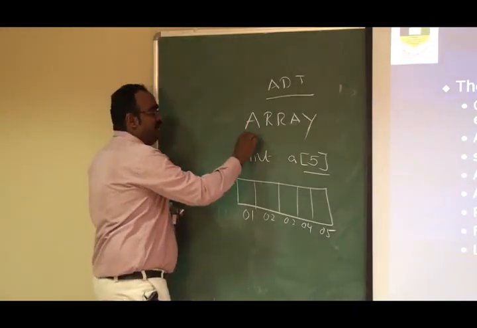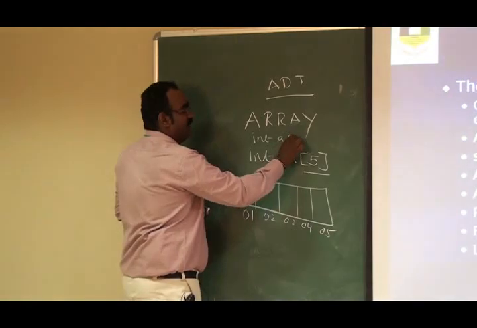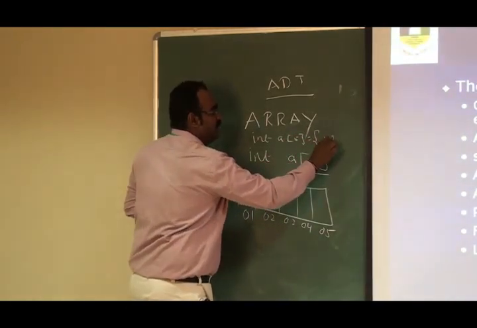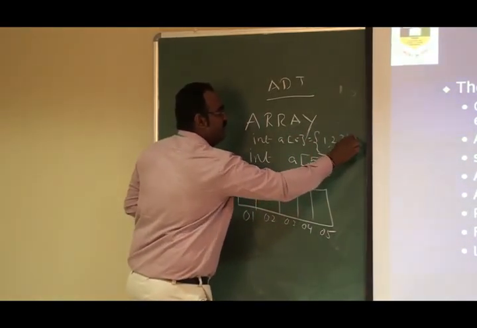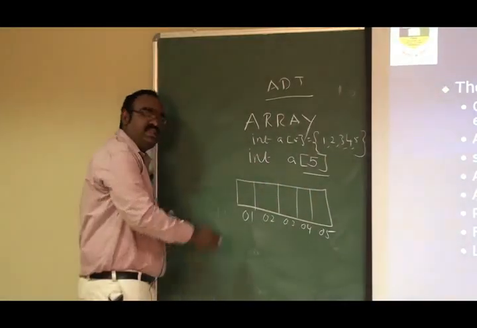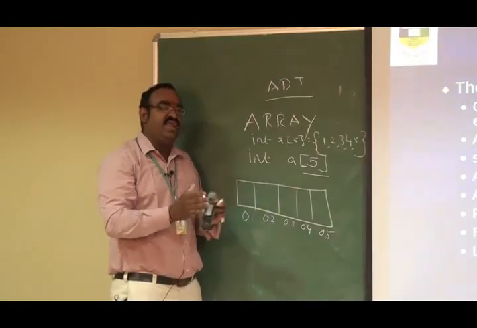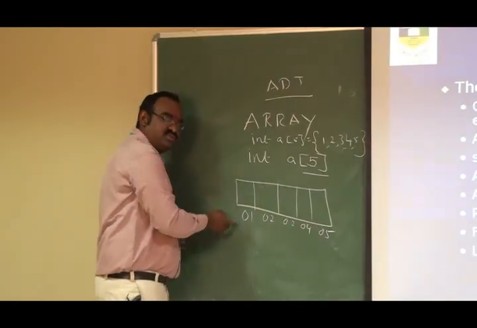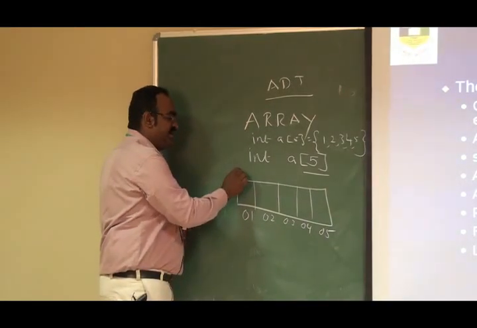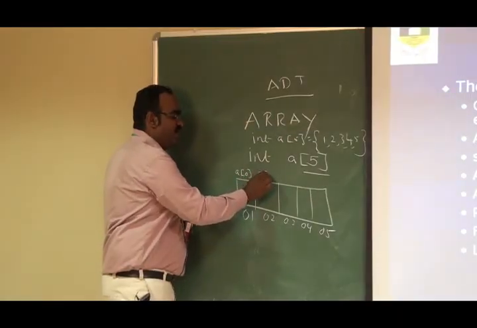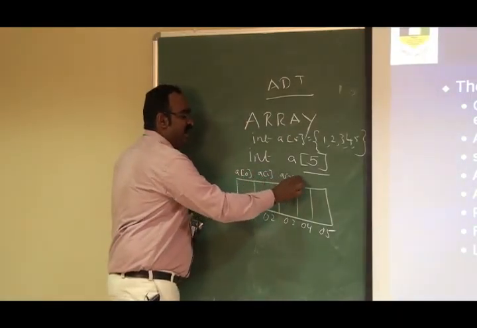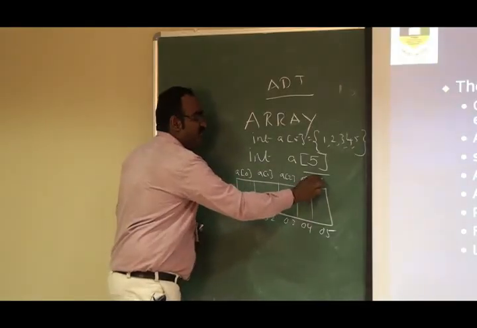For example, int a[5] = {1, 2, 3, 4, 5}. So there are 5 elements in the array. An array is an indexing item, and we can store up to 5 elements. The indexing starts with 0, and each index is a memory location. So this is indexing: a[0], a[1], a[2], a[3], a[4].